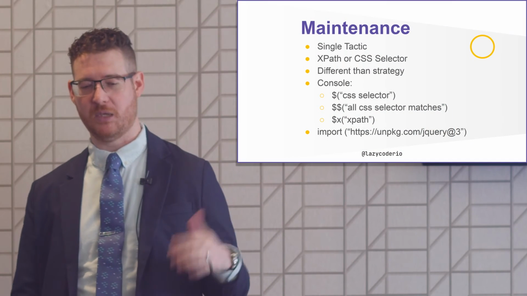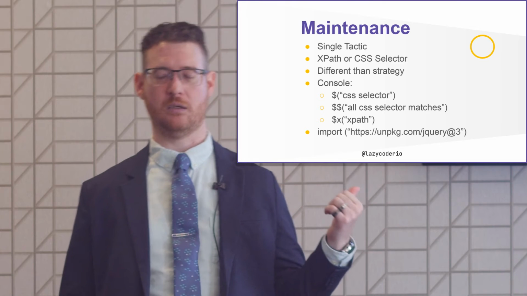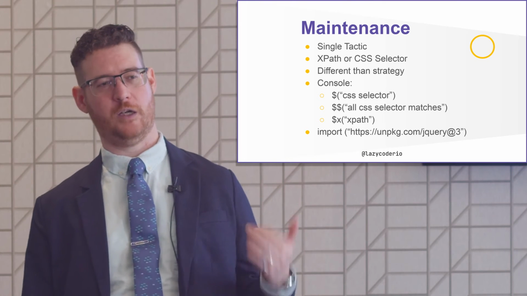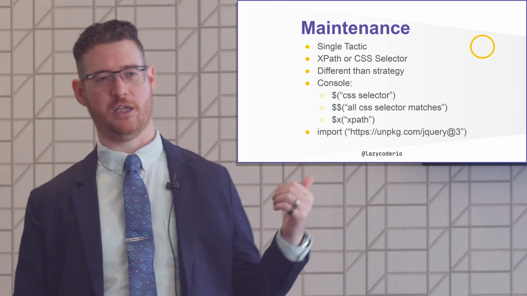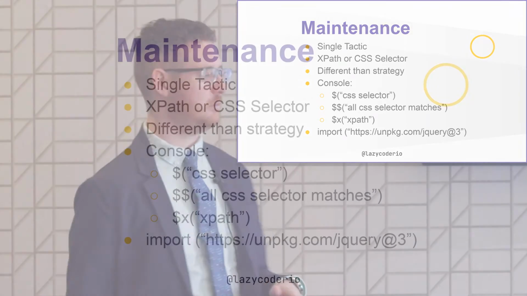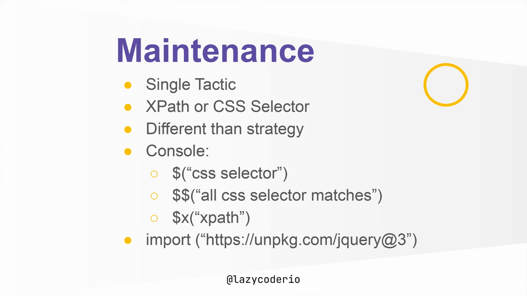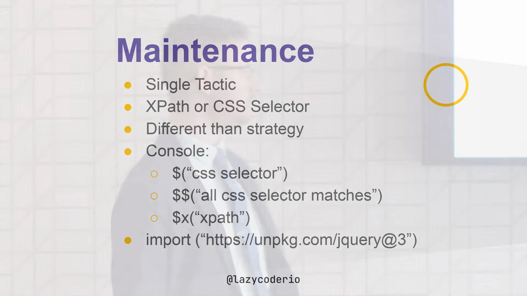The bonus points is if you use CSS selectors or XPath, because you can evaluate all of those on the console line of Chrome, Firefox, IE, doesn't matter, choose your pick. Typically it's $ for a single selector, double $ matches all, $X is evaluate XPath. And if those don't work, you can always run that bottom line there, import jQuery into the page, and then it gives you that shorthand notation.